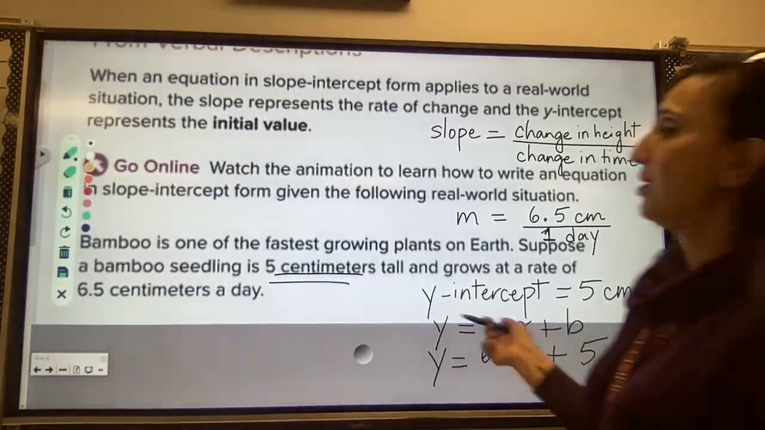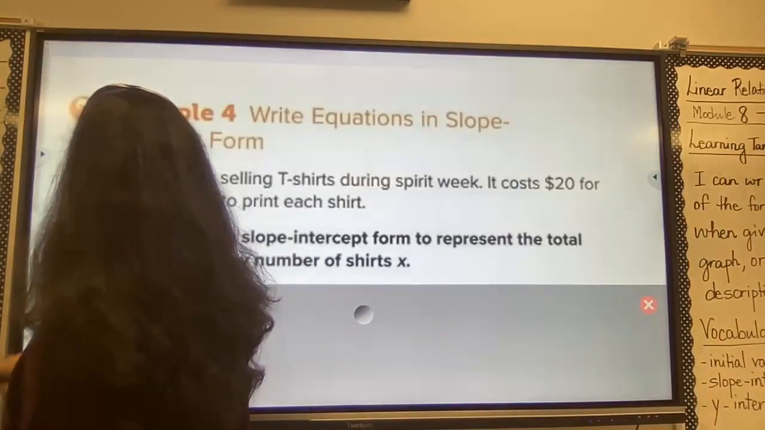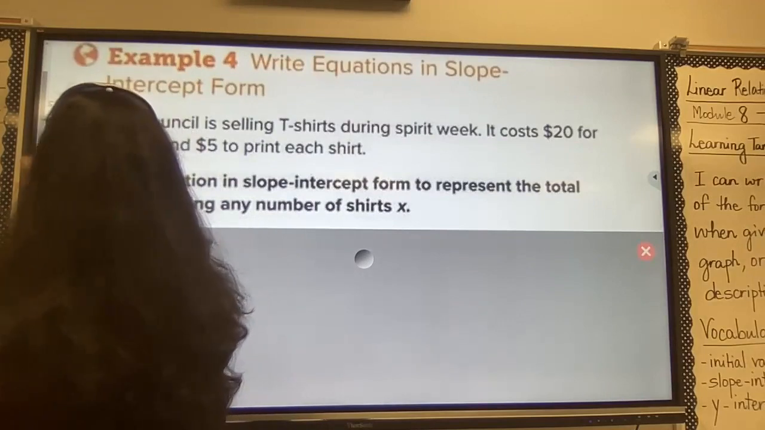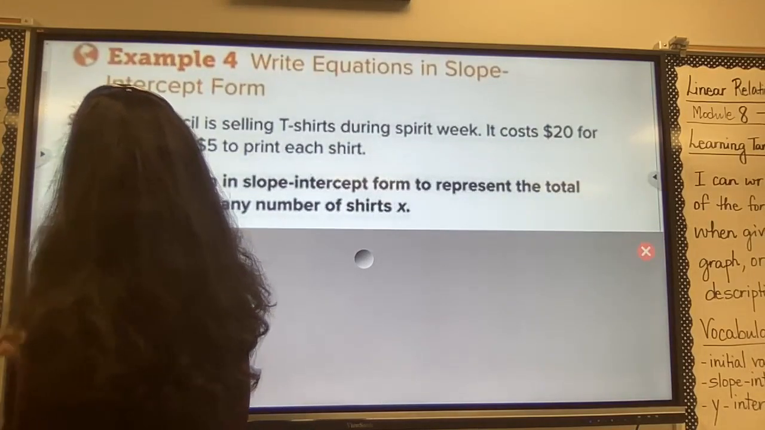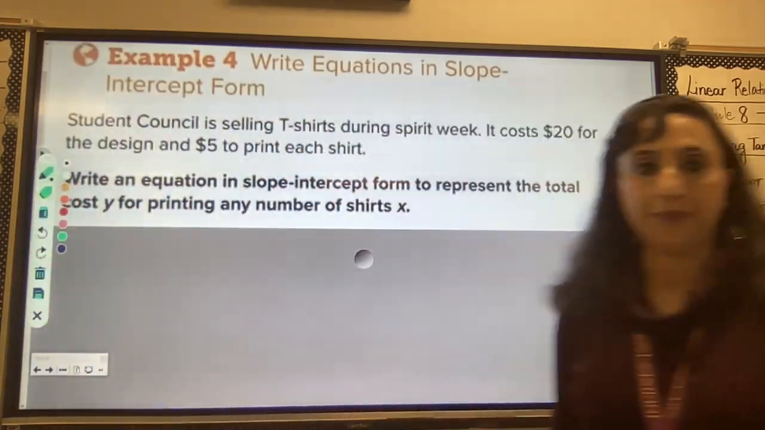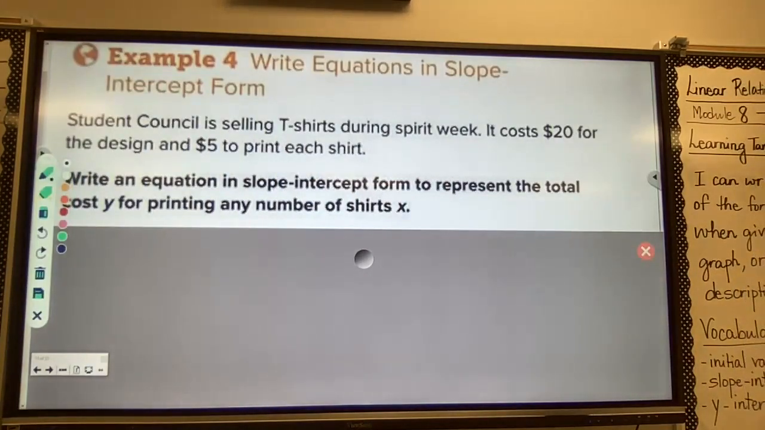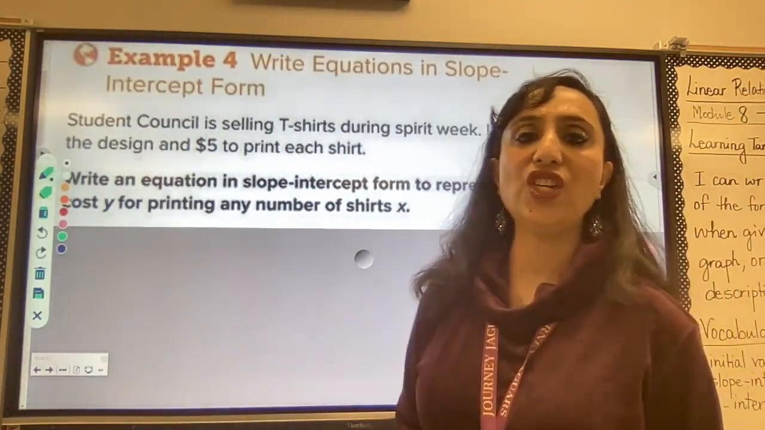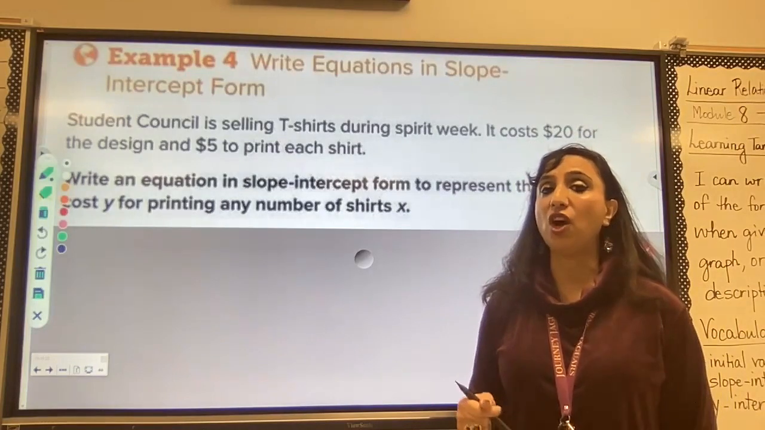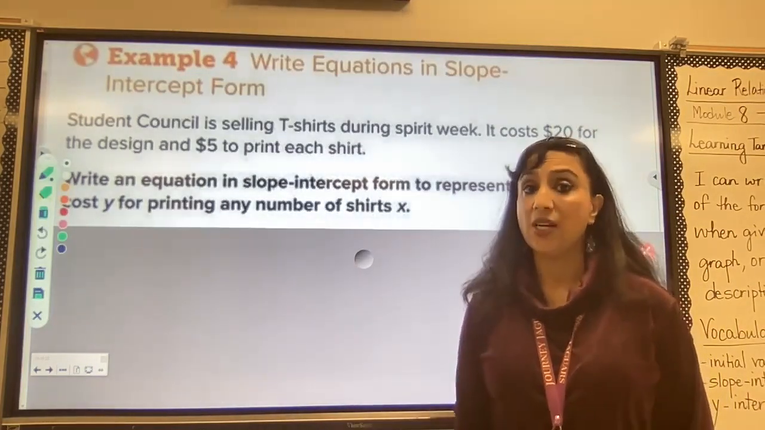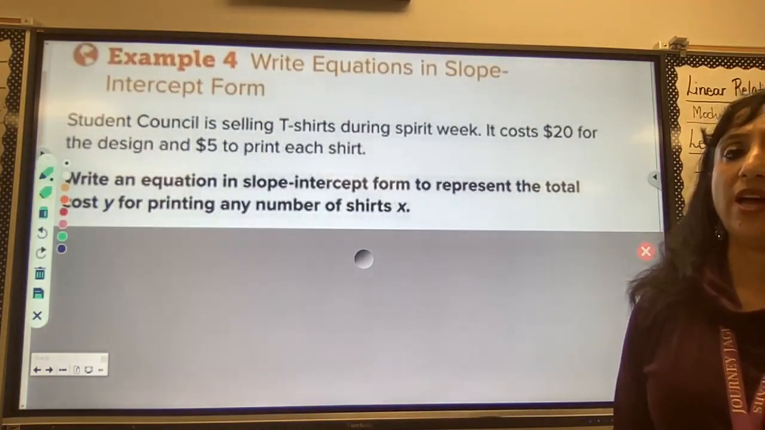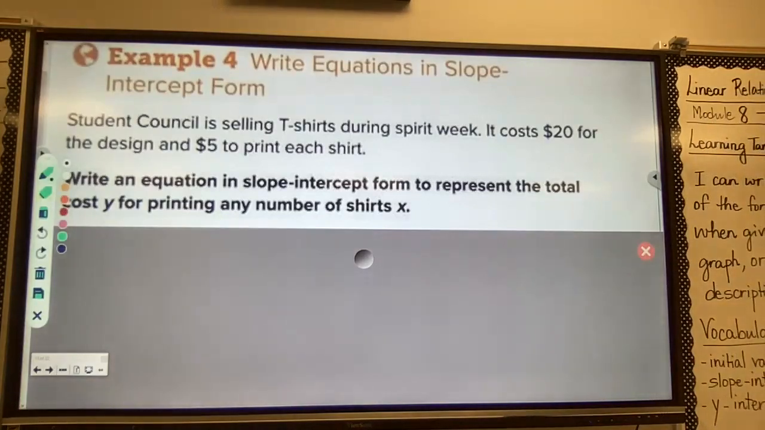All right, so let's do another example. And we are going to write this in the slope-intercept form. Okay, so let's look at this question. The student council is selling t-shirts during Spirit Week. It costs $20 for the design and $5 to print each shirt. Write an equation in slope-intercept form to represent the total cost y for printing any number of shirts x.